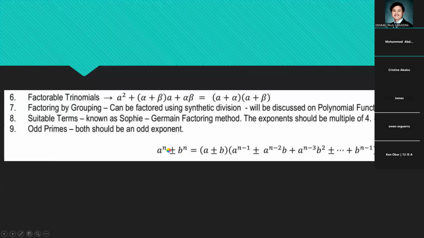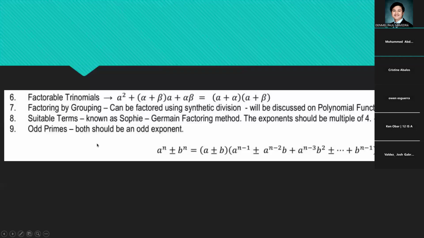Again, if we have a raised to n minus b raised to n, so just use minus minus plus, minus plus. So this one is quite long to memorize, but who knows? Maybe you'll be able to use this one in the future if we have, let's say, x raised to 3 plus y raised to 3, if it's an odd exponent. So you can just expand it using this formula. Okay.